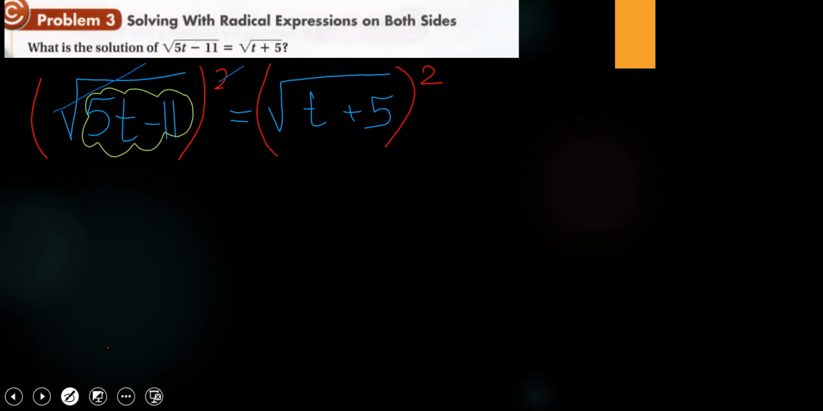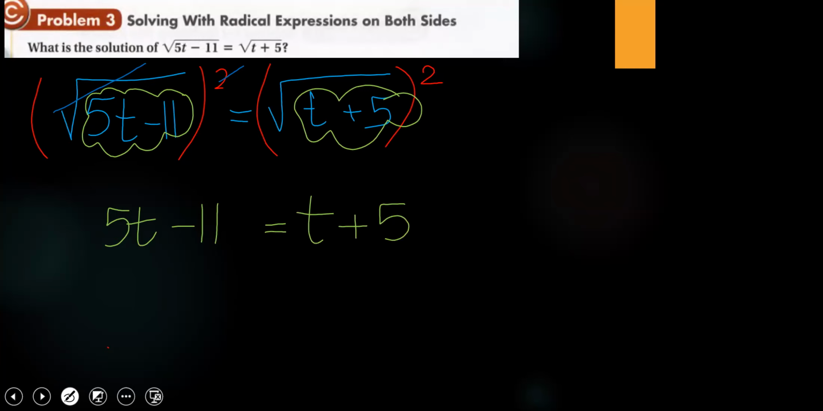So what did we have here? 5t minus 11 alone. In the second term, we have t plus 5. Then after that, it becomes like a linear equation. I want now to isolate the variable on one side and the numbers on the other. Let's now cancel the 11. Here we have 5t minus 11, so the 11 is subtracted. It's going to be plus 11. Yes, so we have to add 11 to both sides.